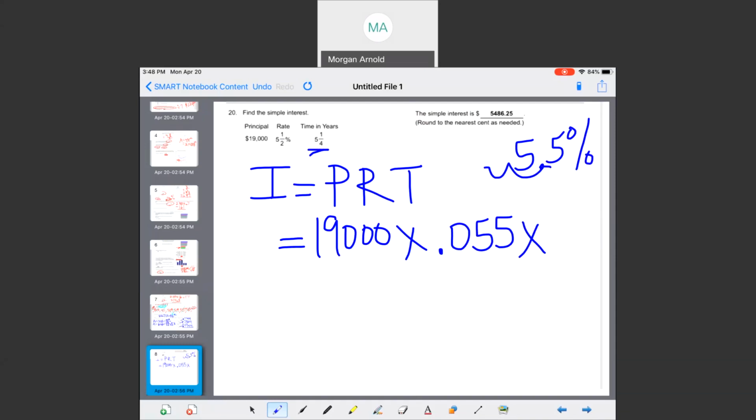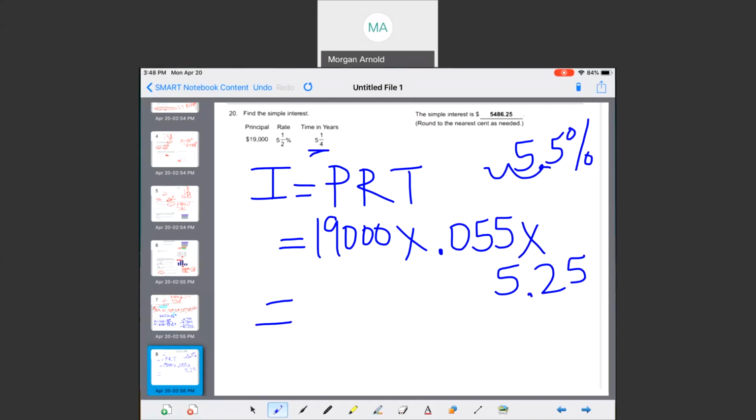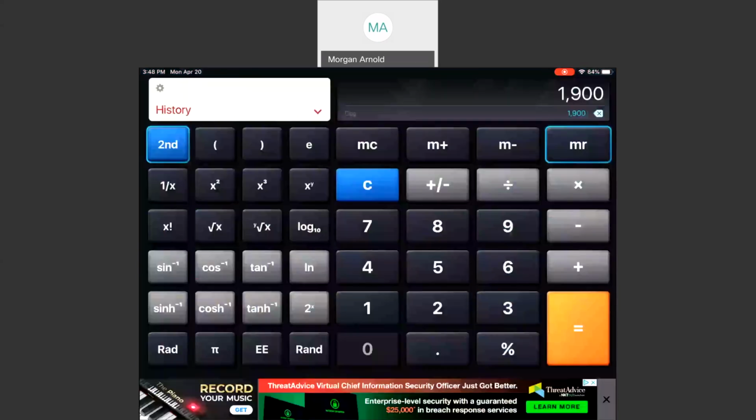And then the time in years is 5 and 1/4, but let's use 0.25 instead of 1/4. So let's plug everything into our calculator. And there's our answer to the nearest cent, $5,486.25.